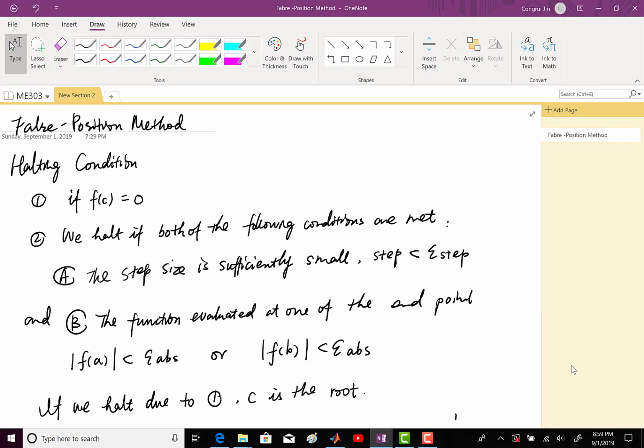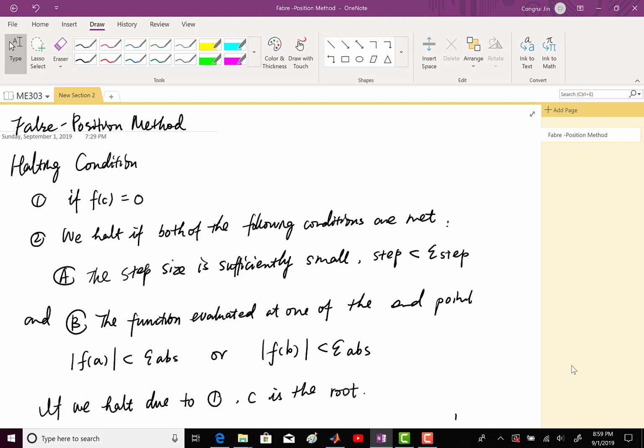Hello everyone. In this video, we will continue talking about the false position method. We will talk about the halting condition of the false position method, and then I will give you an example about how to use this method to find the root of an equation. So there are two halting conditions.